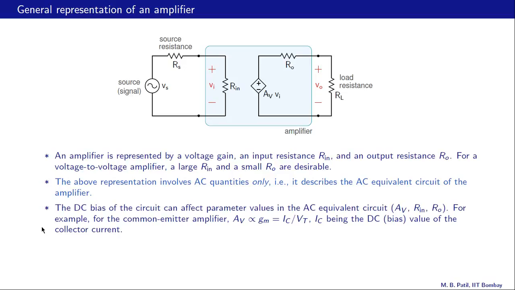So is the DC bias important at all? It is, and that is because the DC bias of the circuit can affect parameter values in the AC equivalent circuit, such as AV, Rin and Ro. For example, for the common emitter amplifier, we saw that the voltage gain was proportional to Gm, the transconductance of the BJT, and Gm was given by IC by Vt, where IC is the DC or bias value of the collector current. So although the bias values are not shown explicitly in this diagram here, they are implicitly involved in these parameter values.